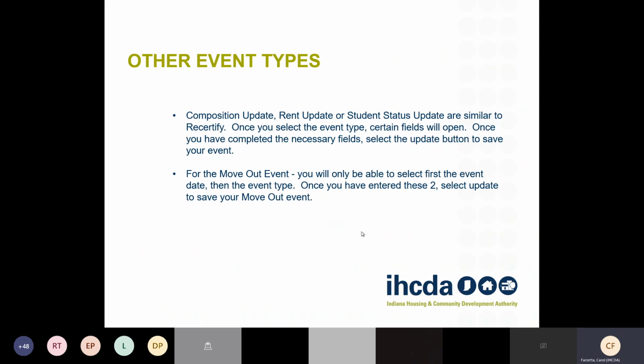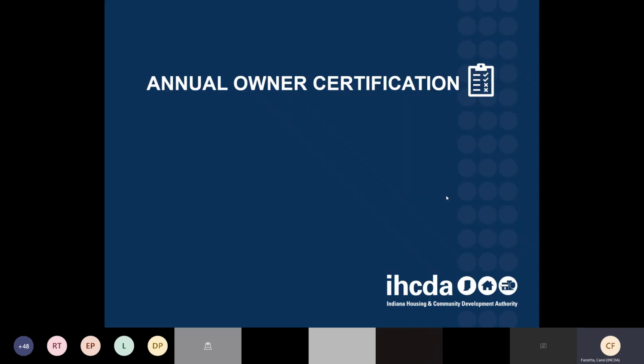So other event types that we have would be the composition update, rent updates, and student status updates. Once you've entered all of that information in and completed the fields, you would just simply save that, and then you'd be able to move on to the next step for the move out event.